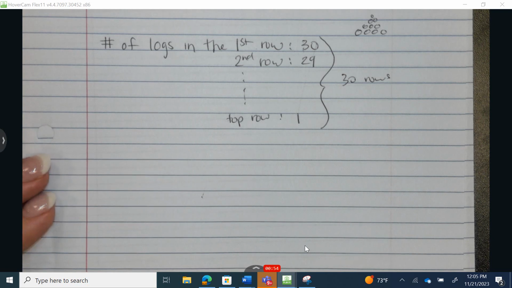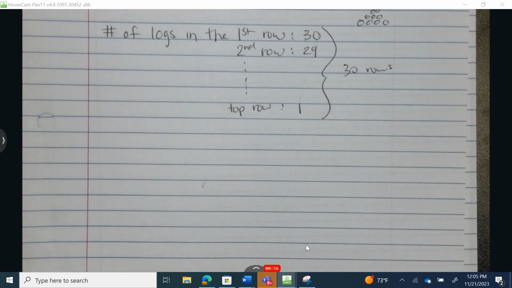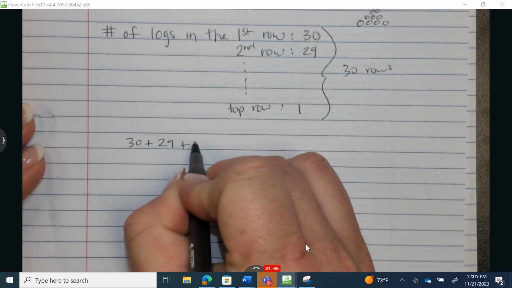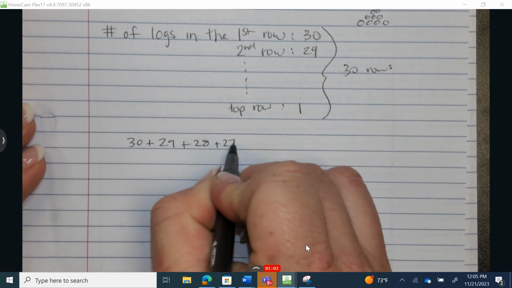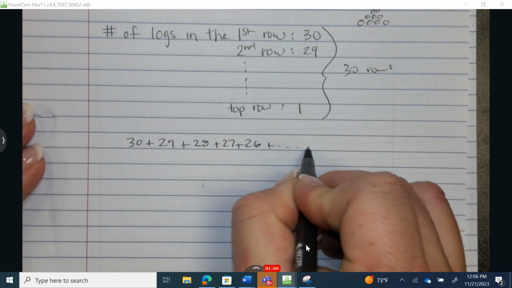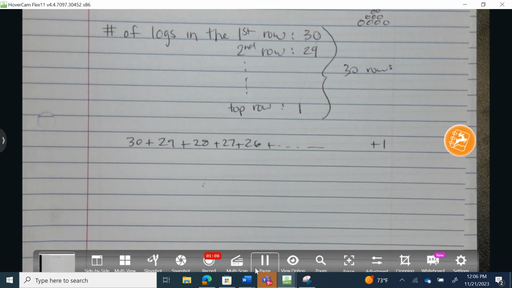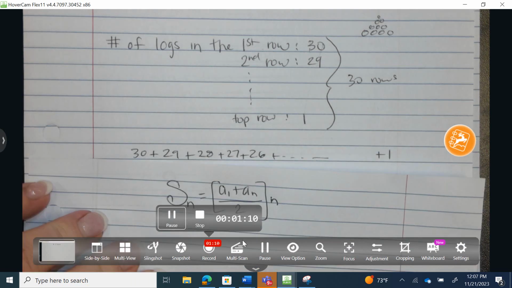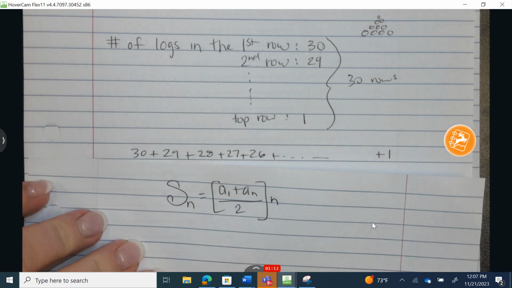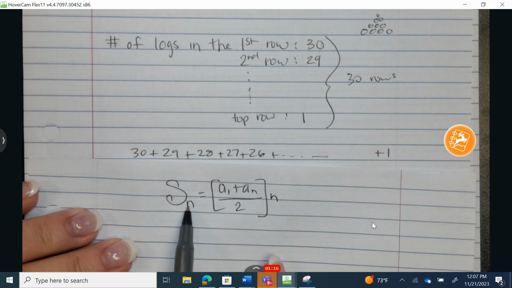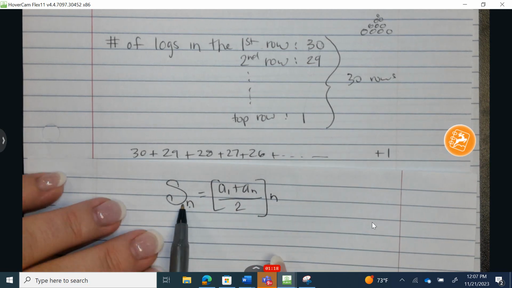Okay, I'm going to write down the formula. Now we could count these, right? We could go, okay, so there's 30 in this row, and the second row, and the third row, and the fourth row, and the fifth row, and we can go all the way until we get to the 30th row, but that seems like a lot of work. So let me write down a formula. This is a formula that allows us to add up a set number of terms in an arithmetic sequence.